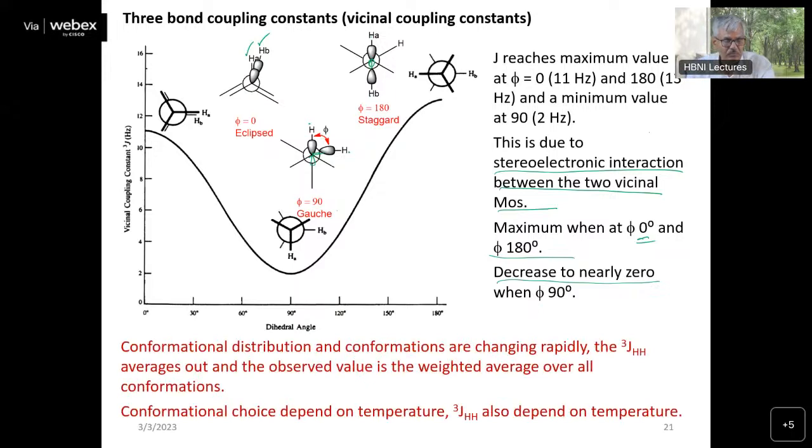So that is what I told you: conformations are changing rapidly, the 3JHH averages out, and the observed value is the weighted average over all conformations. The conformational choice depends on temperature. You know the ratio of various conformations can change with temperature, and that's why 3JHH also depends on temperature. If you record an NMR at, let us say, room temperature, and then record it at -70, you will see a change in the coupling constant. The reason is a change in the conformational preferences.